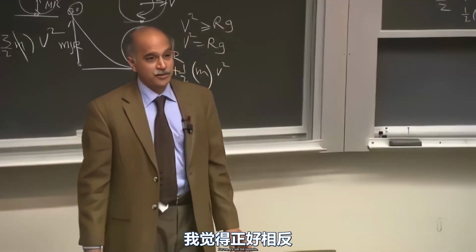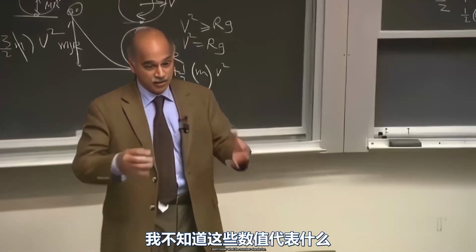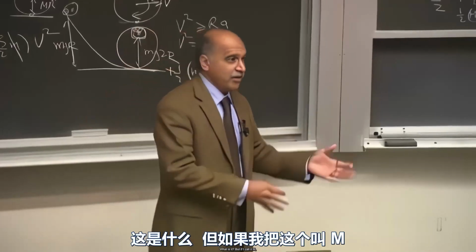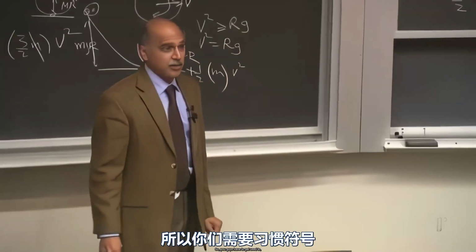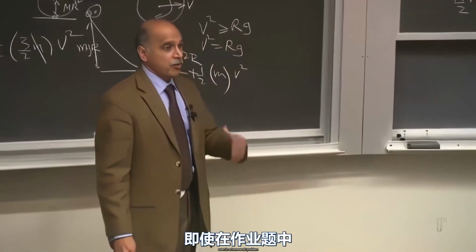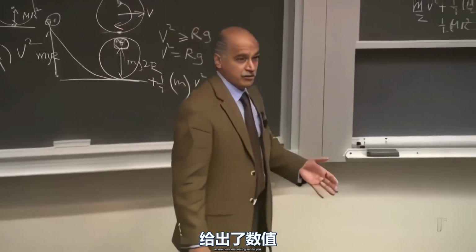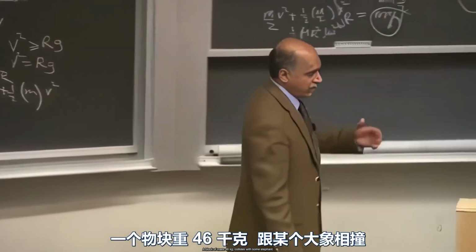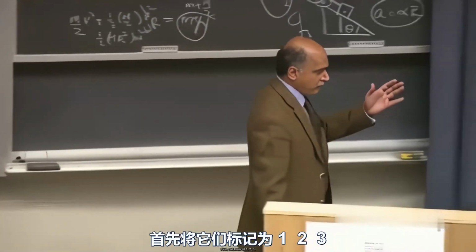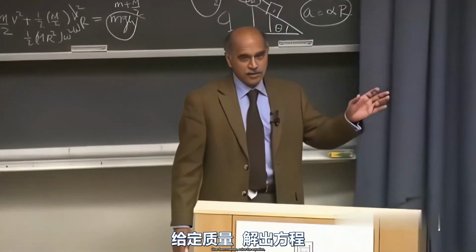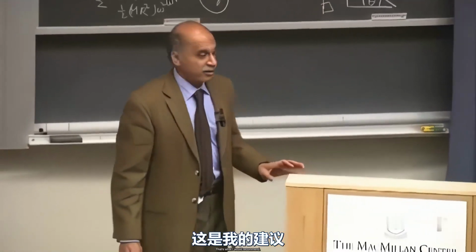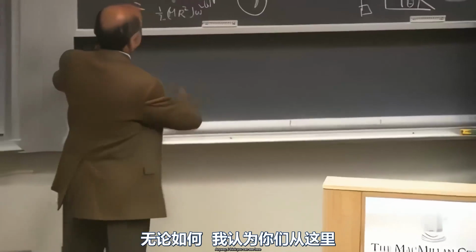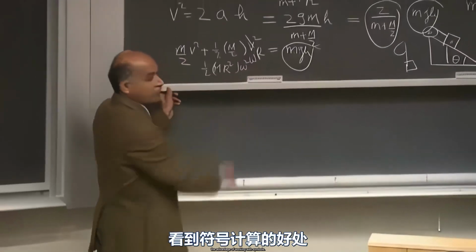Now, I don't know why it's harder working with symbols. For me, it's just the opposite. Once I put numbers in, I don't know what the number stands for. Whereas if I call it M, or I call it R, or I call it G, I know what it stands for. So you guys have to get used to, even in a homework problem where numbers were given to you, block of mass 46 kilograms collides with some elephant, first call them all 1, 2, 3, give them masses, solve the equation, then put the numbers in. That's what I would recommend. Anyway, I think you can see here the advantage of working with symbols.